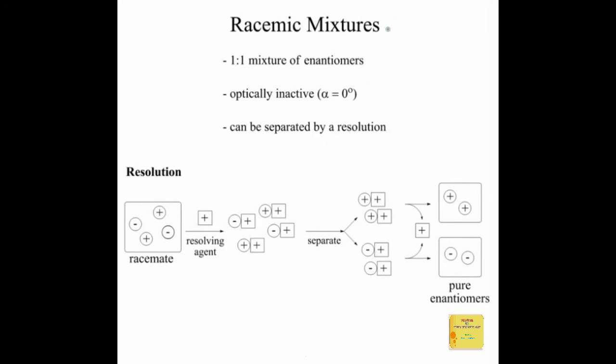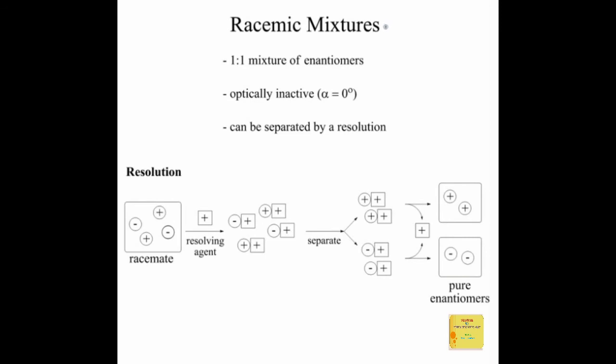Let's talk about something called racemic mixtures. That, by definition, is what we call it when we have a one-to-one, exactly one-to-one mixture of enantiomers. If we have equal amounts of two enantiomers combined into a single mixture, this is now something that's going to be optically inactive. In other words, the alpha is going to be 0. And think about it, if you have a certain amount of the levorotatory enantiomer and you have that exact same amount of the dextrorotatory enantiomer, those are going to cancel each other out, and the net result is going to have no rotation whatsoever.